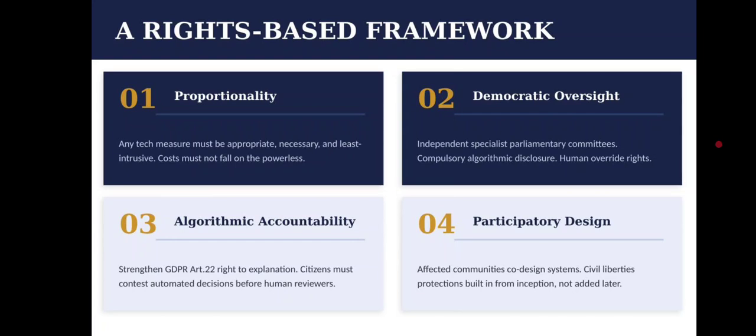To conclude, governance, technology, and democracy are closely connected but also in tension. Technology improves efficiency, but it can also threaten civil liberties if not properly regulated. Therefore, we need a rights-based approach which includes proportional use of technology, strong democratic oversight, and accountability in decision making. Ultimately, the goal is to ensure that technology serves democracy and protects citizens' rights rather than undermining them.